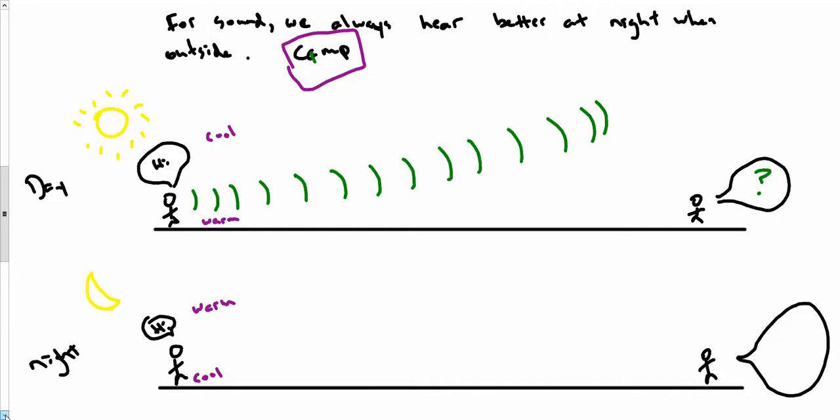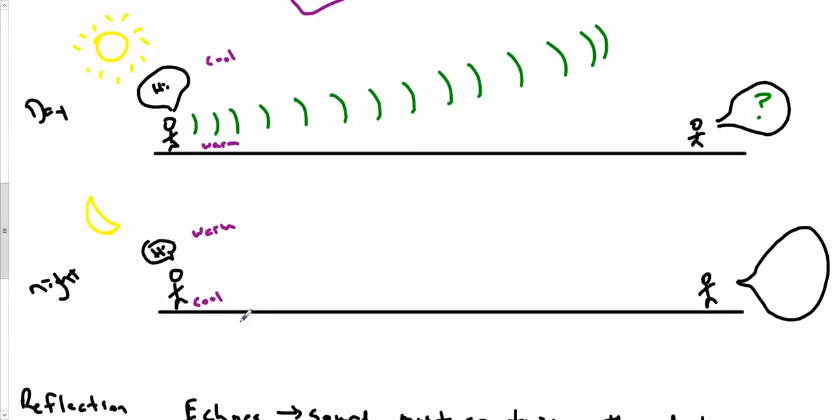But at night, we don't have this problem. The air here is cool. I wrote warm here, but the air is still cool all around. We don't get the same variance. So when this person says hi, the sound waves don't have a reason to bend up, and they carry on straight. Sound waves definitely carry better at night, and then this person says hi back.